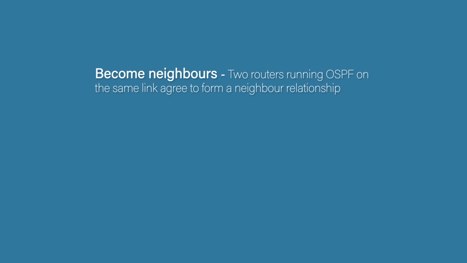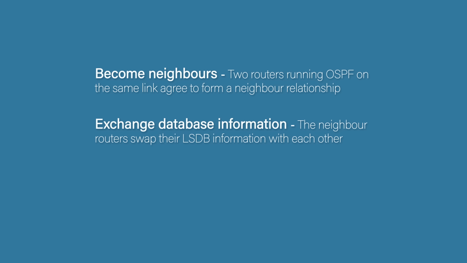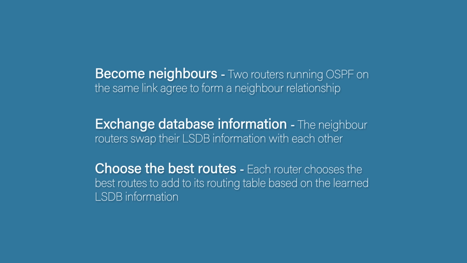Let's take a deeper look at how this actually works. There are three main steps to this process. First, becoming OSPF neighbours. This is where connecting routers running OSPF agree to form neighbour relationships. Next, exchanging database information. After becoming neighbours, the routers will then exchange their LSDB information. And finally, choosing the best routes. Once the LSDB information has been exchanged, each router will then choose the best routes to be added to the routing table. This is done by running a calculation called SPF.